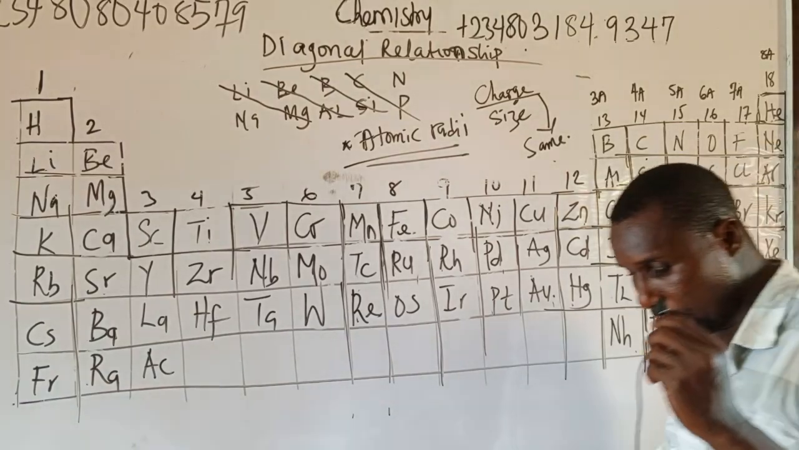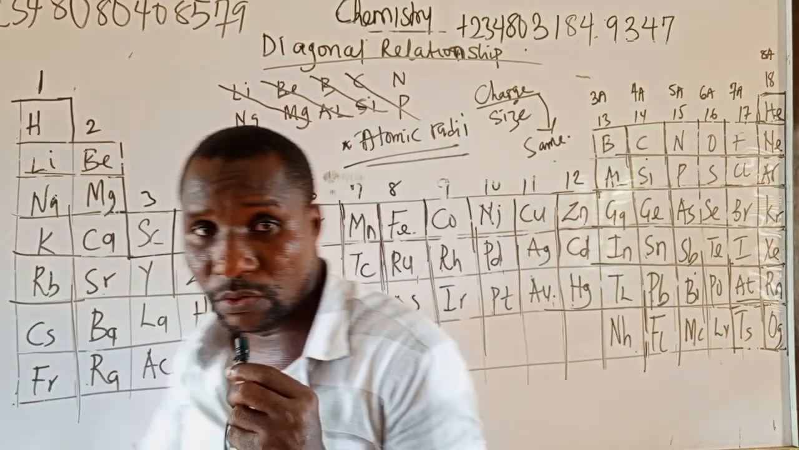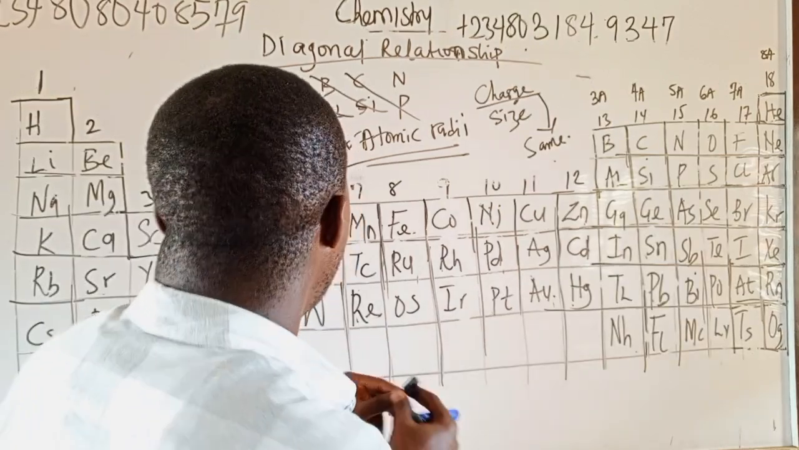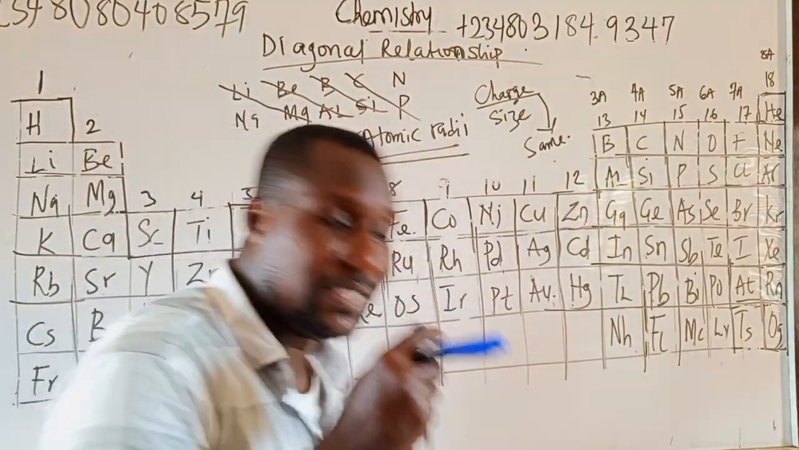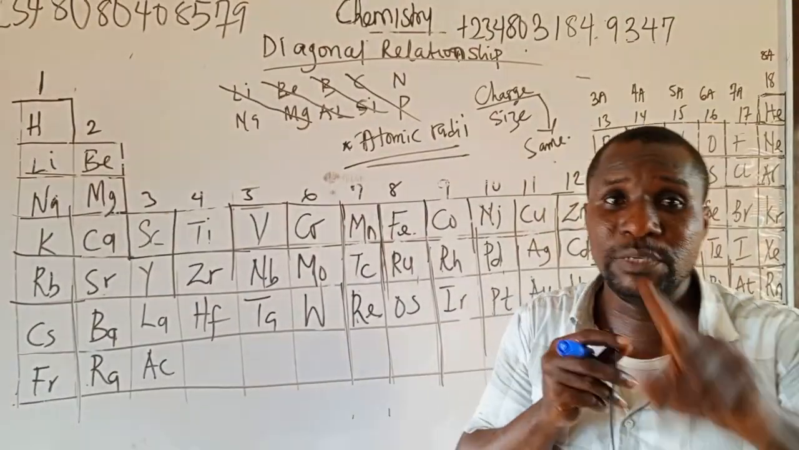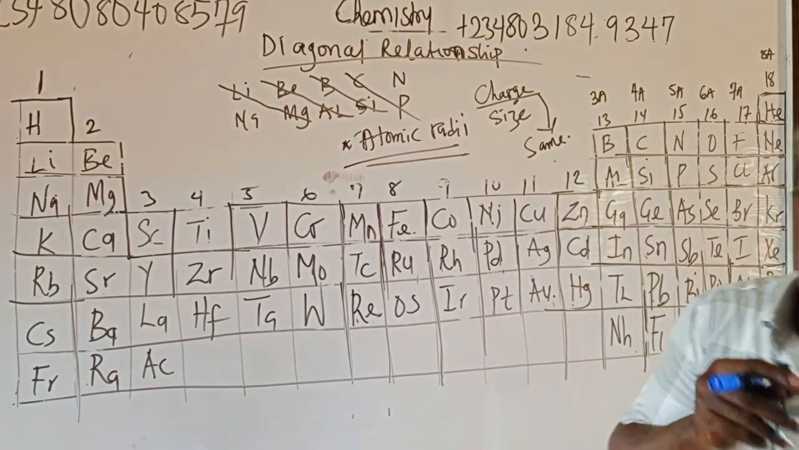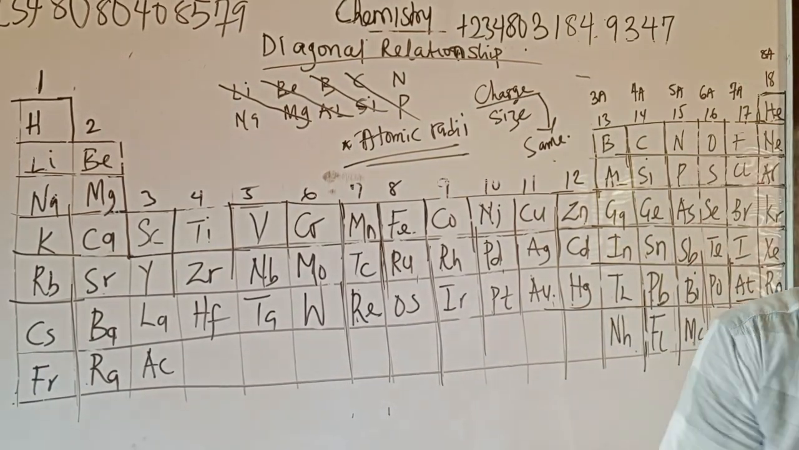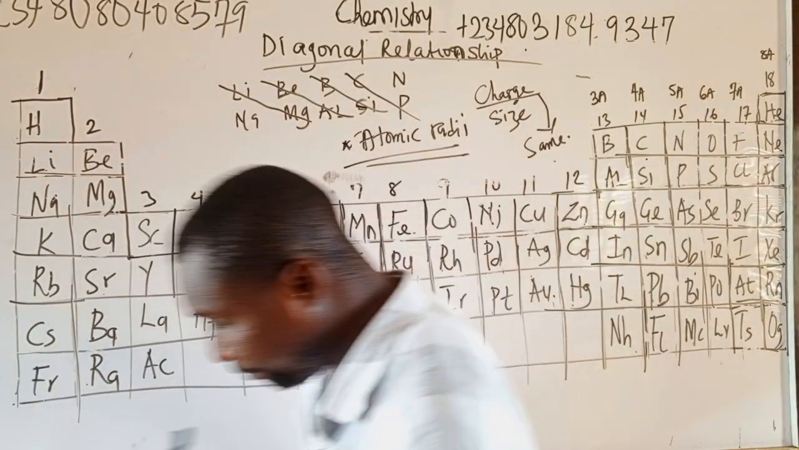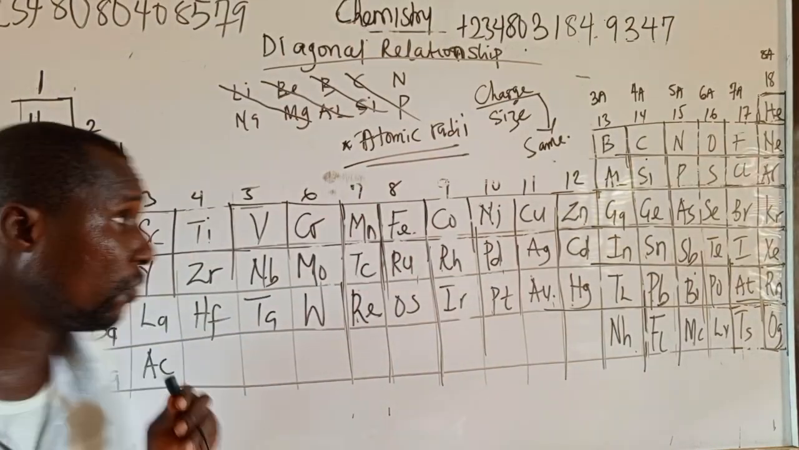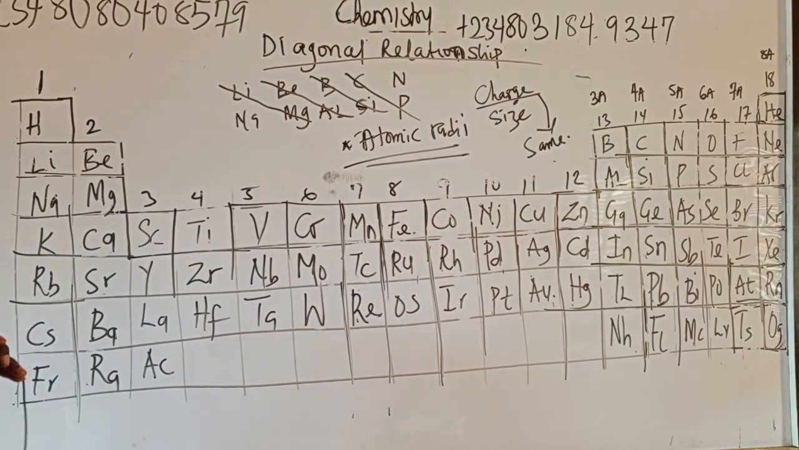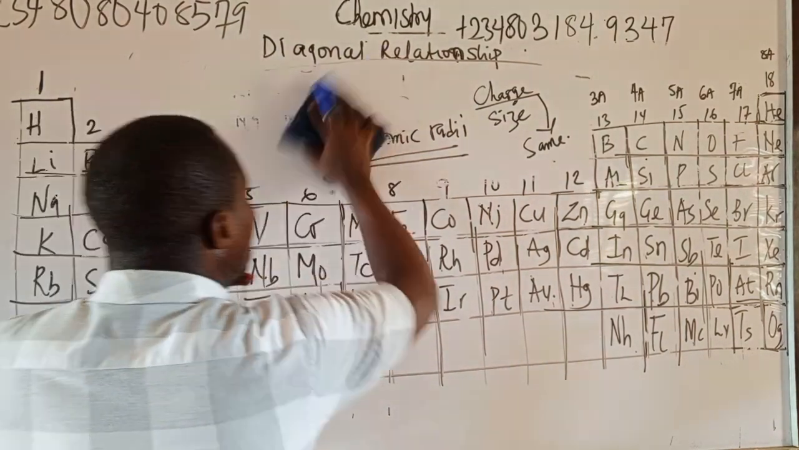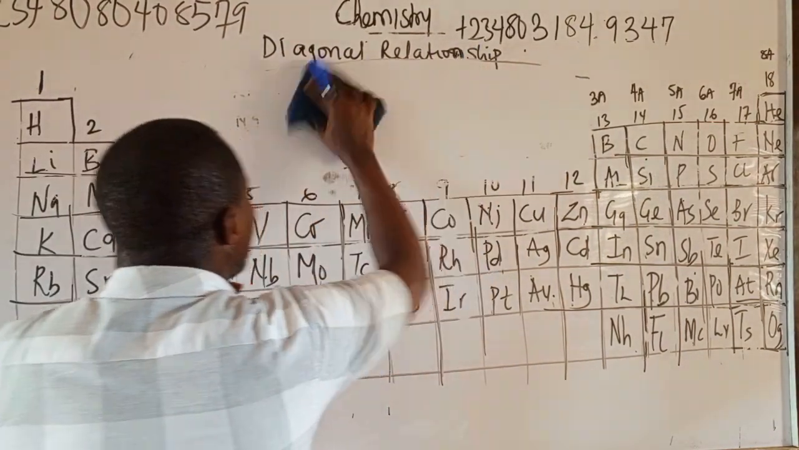Diagonal relationship. Please take note of that. That means these elements exhibit the same properties. Elements that have diagonal relationship exhibit the same properties. Let us move forward. You can pause the video and write it out.